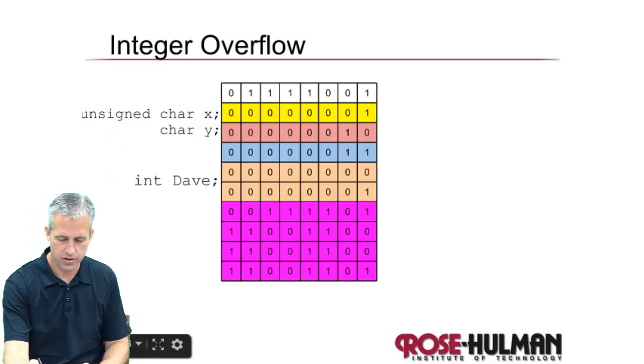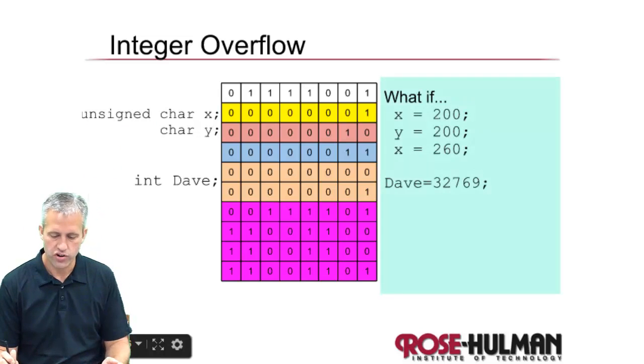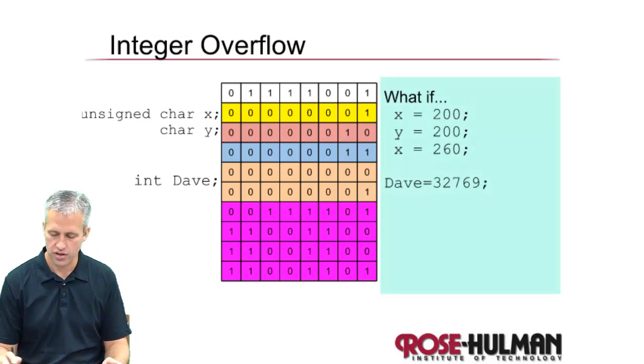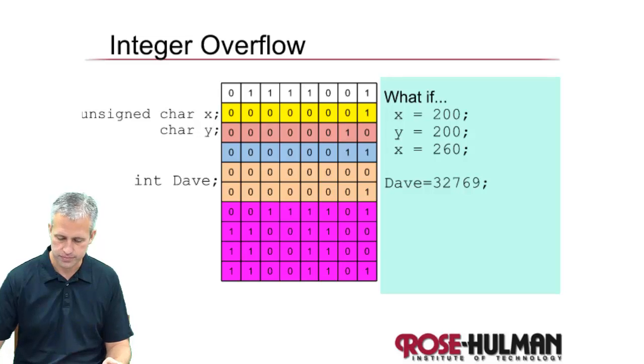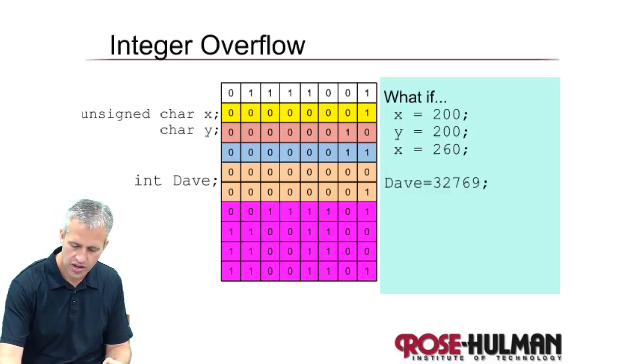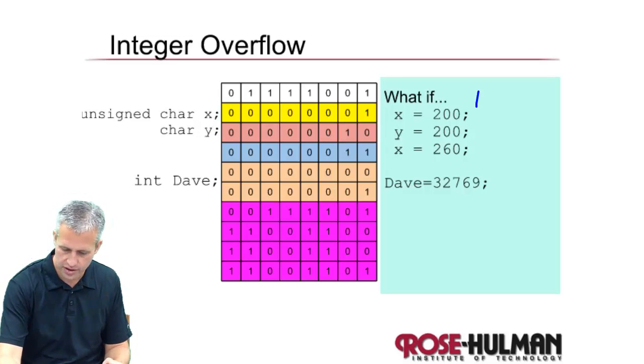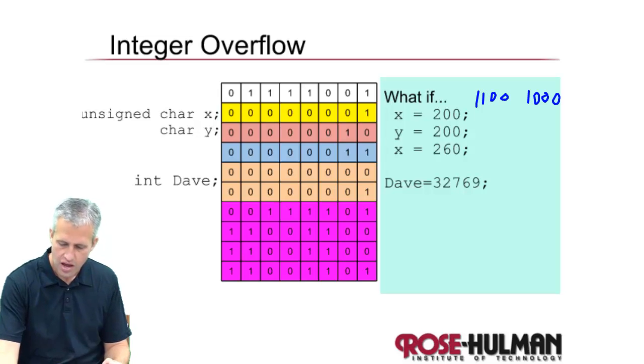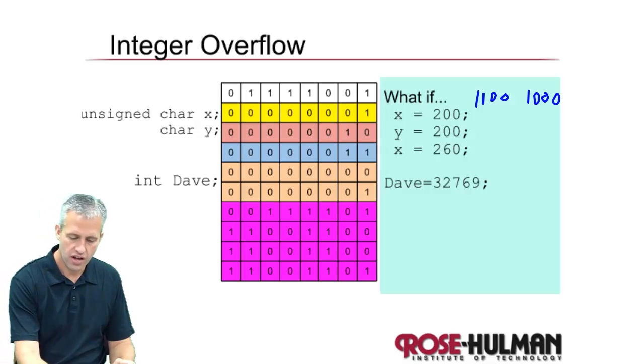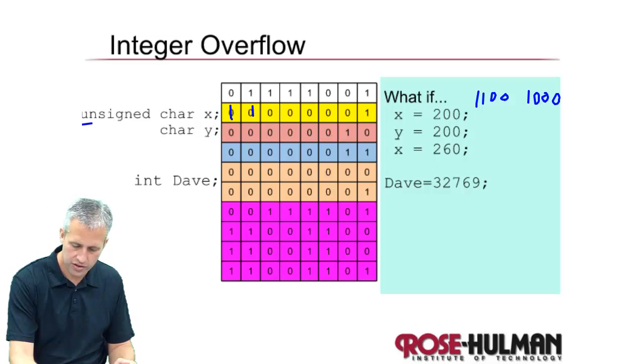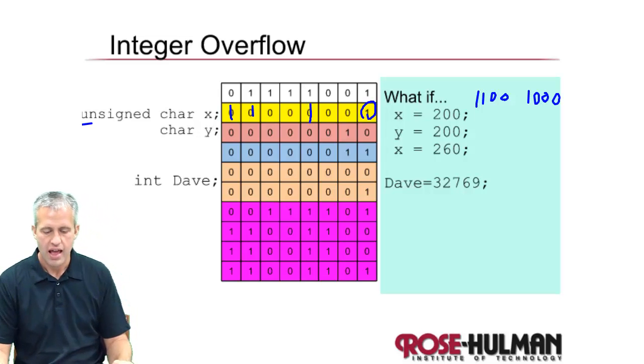What if we tried to put 200 into X? What does 200 look like first? 200 looks like this. Just like that. And since it's unsigned, it'll go in here just fine. You can override these if you really feel the urge. And if you pull it out, you'll get 200 back out, no big deal.